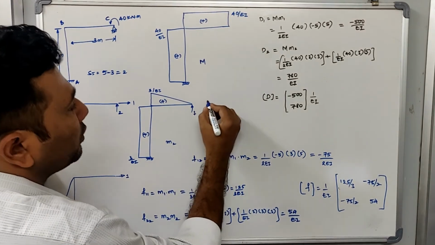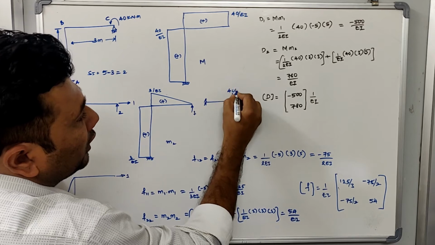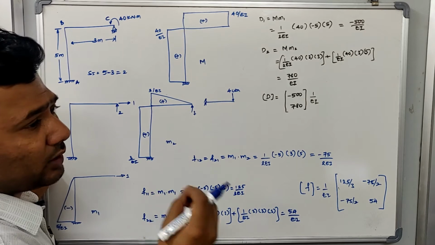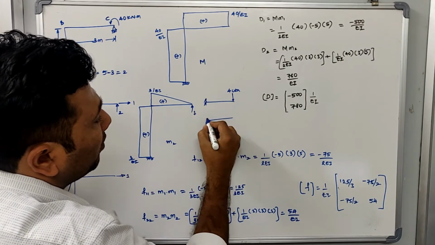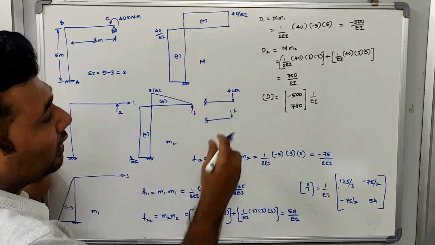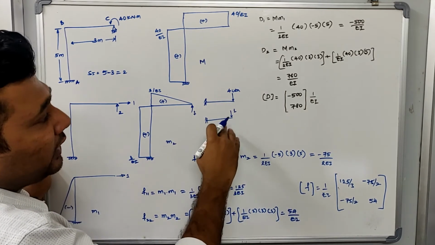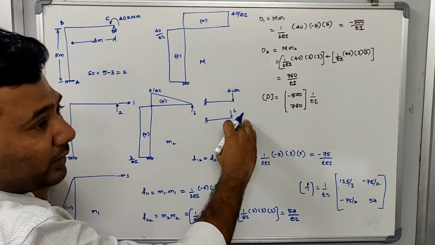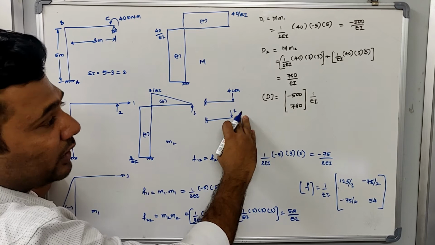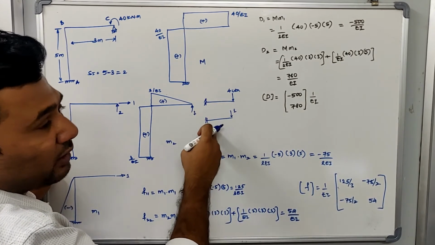In the unit load method, for example, if there is some load applied, say 40 kilonewton, and you want to determine how much is the slope and how much is the deflection, you apply the unit load at the particular point where you are trying to determine the rotation and deflection. Then we take the integration of the two moments, the moment created from the load and the moment created from the unit load, and from that you get the rotation and deflection.